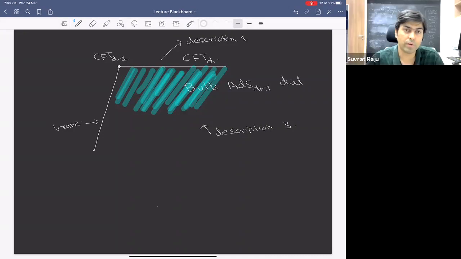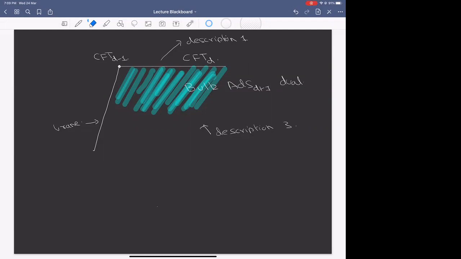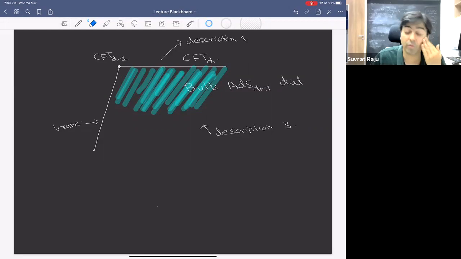When you talk about the brane, you don't also include the CFT D-1. So in this drawing that I have, there's some redundancy. Either you think of the bulk AdS D terminated with the brane, or you think of the CFT D-1 coupled to the CFT D. You shouldn't think of the brane and the CFT D-1 together. Yeah, but the CFT D-1 encodes for the brane, so to say. The CFT D-1 encodes for the brane.